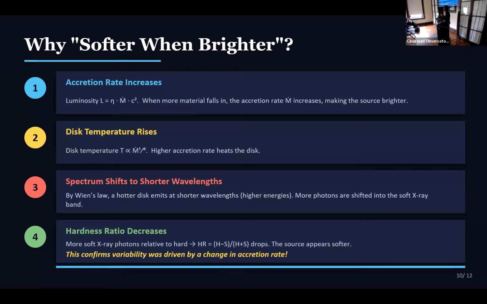If it were reflection, with X-rays getting reflected and reprocessed by the disk, you would have the source getting harder while getting brighter, meaning that the count rate would go up because you get more hard photons, and the hardness ratio would also go up. So this would give you a positive Spearman correlation coefficient. This is not what happened. So to summarize, the accretion rate increases. This leads to an increase in the disk temperature. The black body spectrum shifts to lower wavelength, higher energy. So the hardness ratio decreases, and this confirms that the variability was due to a change in accretion rate.